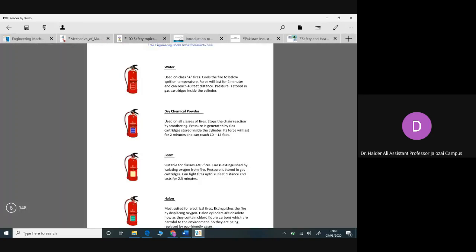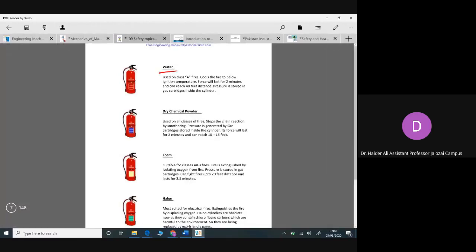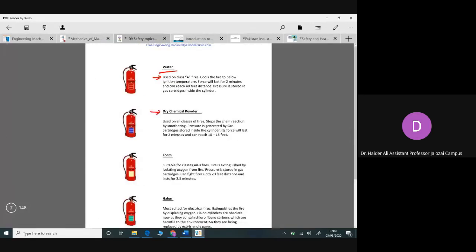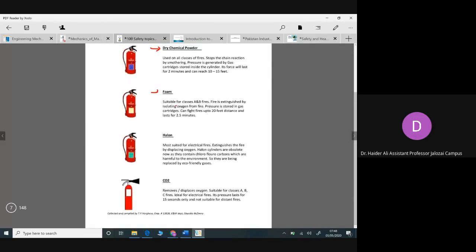So then it talks about water being used on class A fires. What is a class A fire? If you come back, it's an ordinary combustible material such as wood, cloth, paper. Dry chemical powder is used on all classes of fires. Foam is used on class A and B fires. Halon is most suited for electrical fires. Carbon dioxide removes, displaces oxygen, and is suitable for class A, B, C fires.